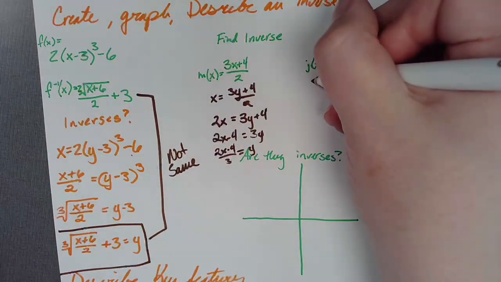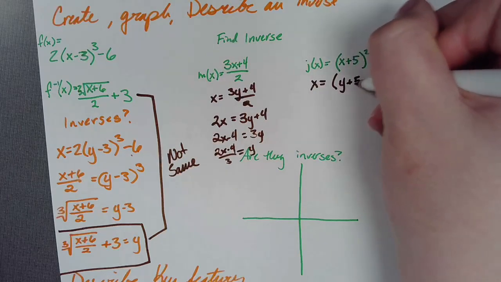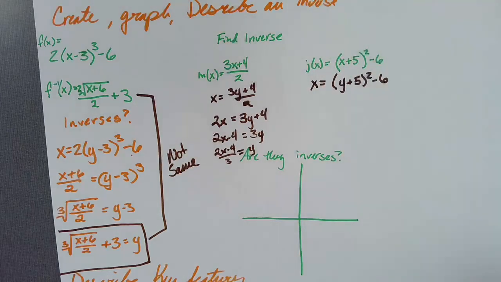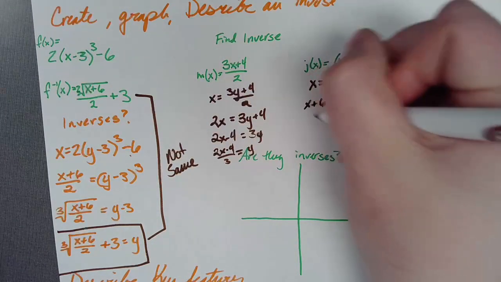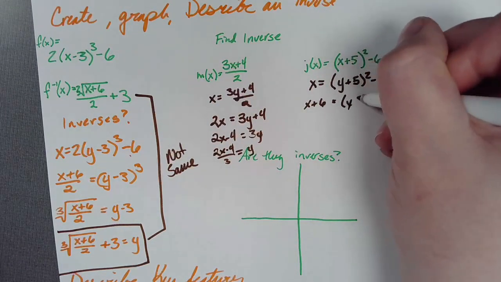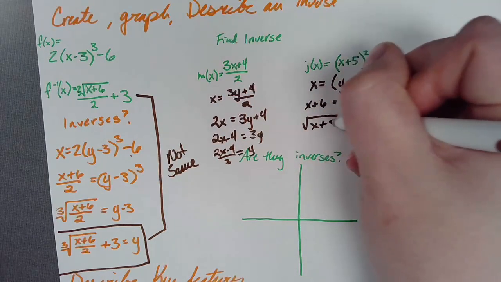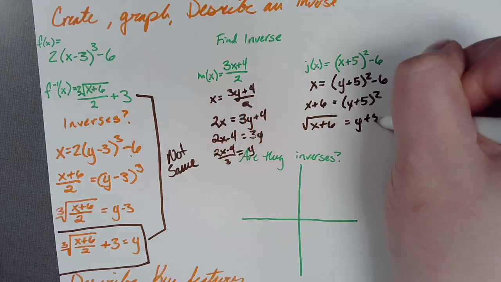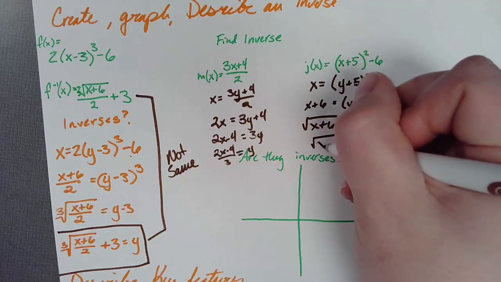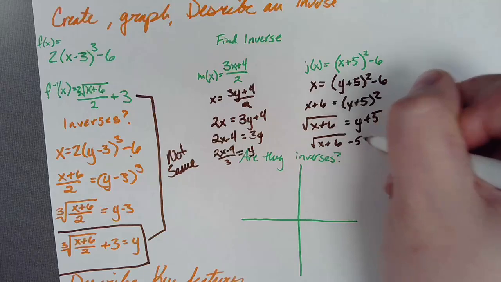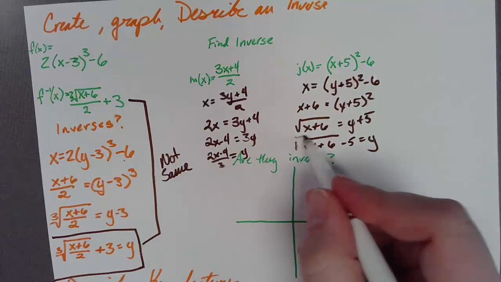Then I would do the same thing here. So switch x and y, and then start solving for y. So add the 6 to both sides, square root, and subtract the 5. And then these would be the inverse equations.